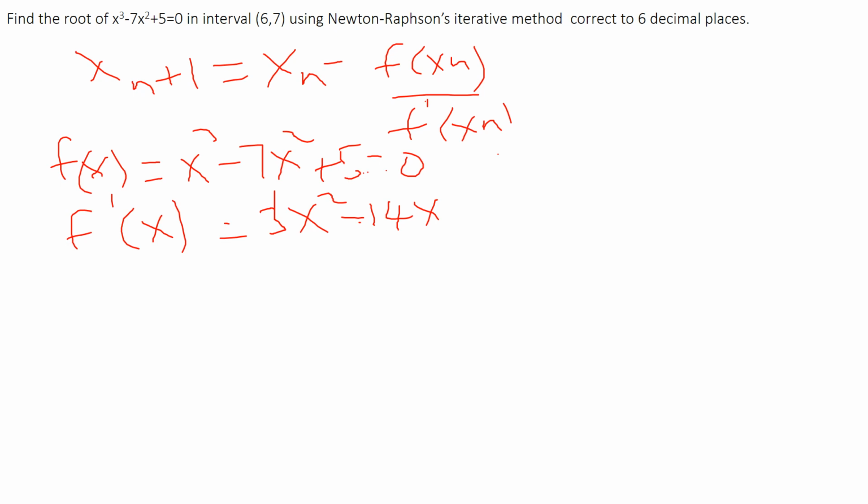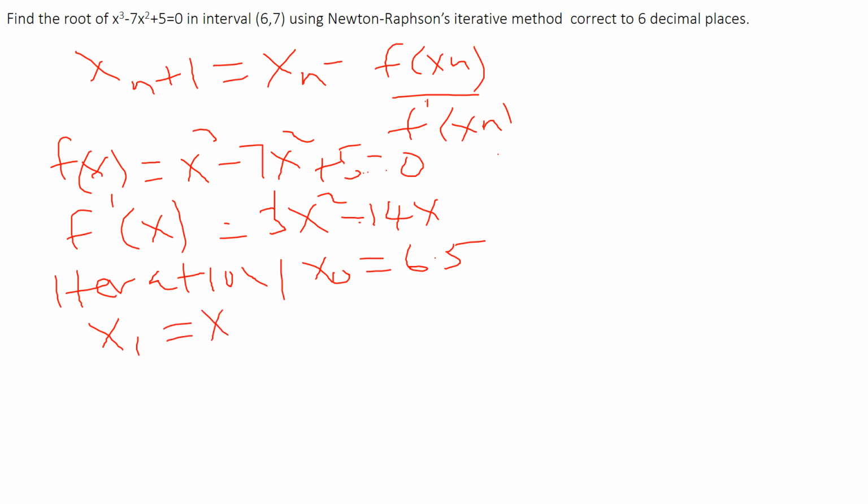Now remember, here we want to approximate the roots in the interval between 6 and 7. So we can take our first iteration, iteration 1, and take our initial value being 6.5, because 6.5 is in between those two. In this case we can approximate the first root, and we know that our x1 will be equivalent to our initial value, x0.